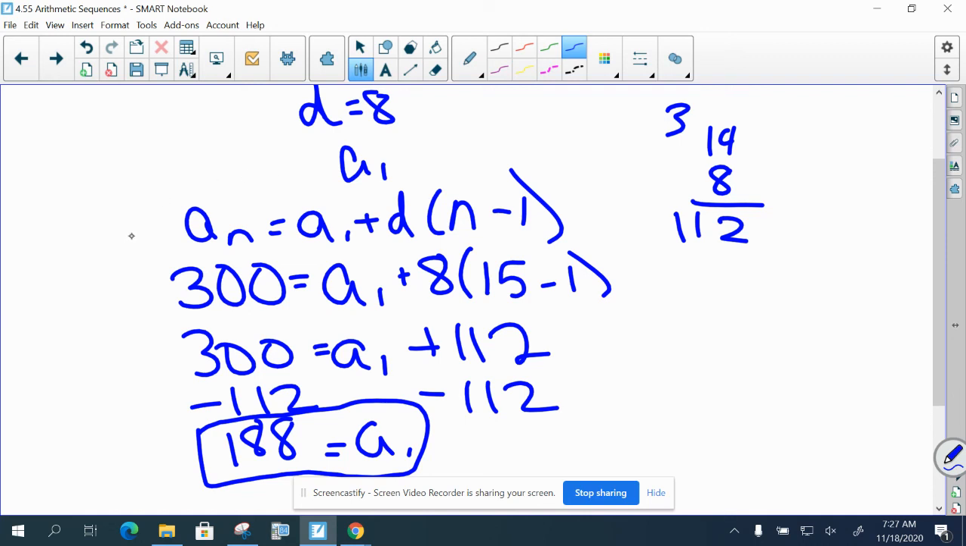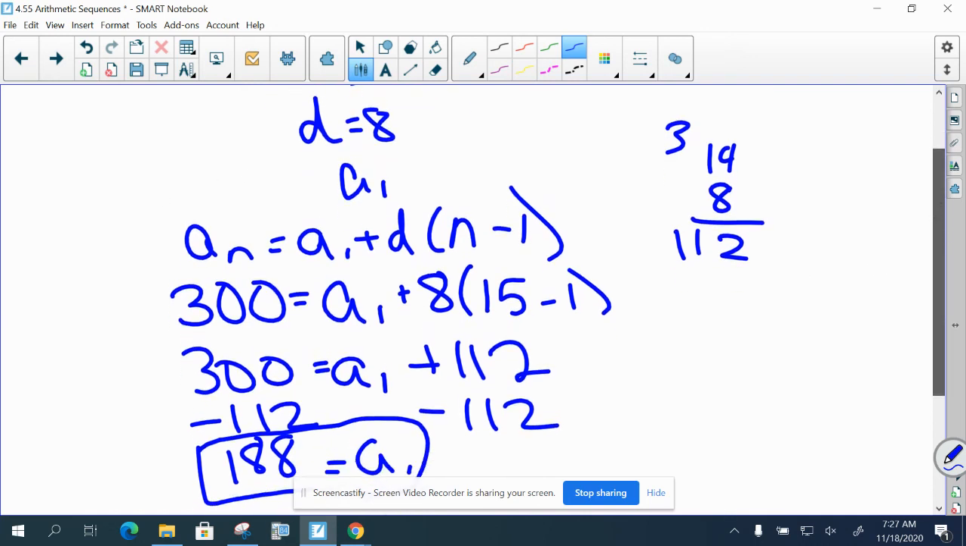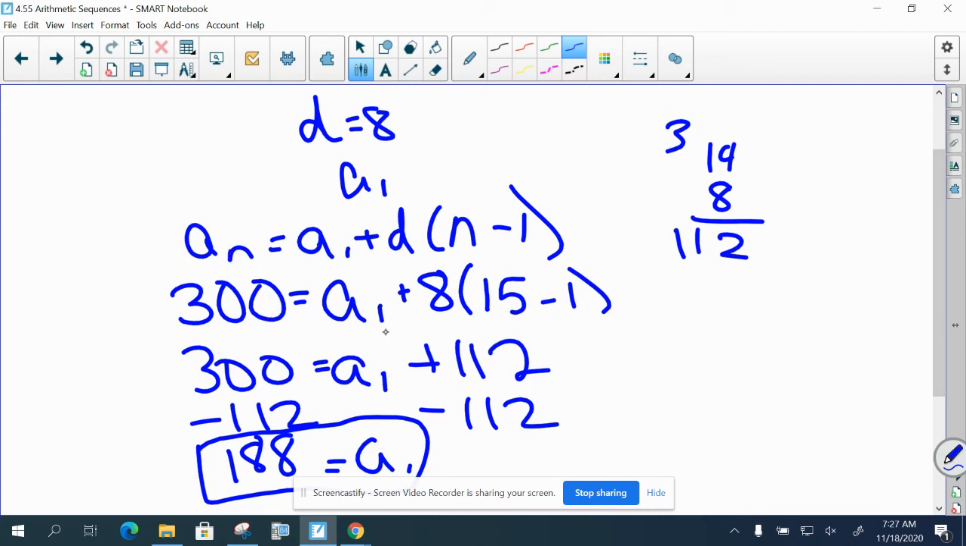So just basically plug in everything you know, write the nth term as a coordinate, plug it into n and a sub n, fill in the spots, and then solve for a sub 1.